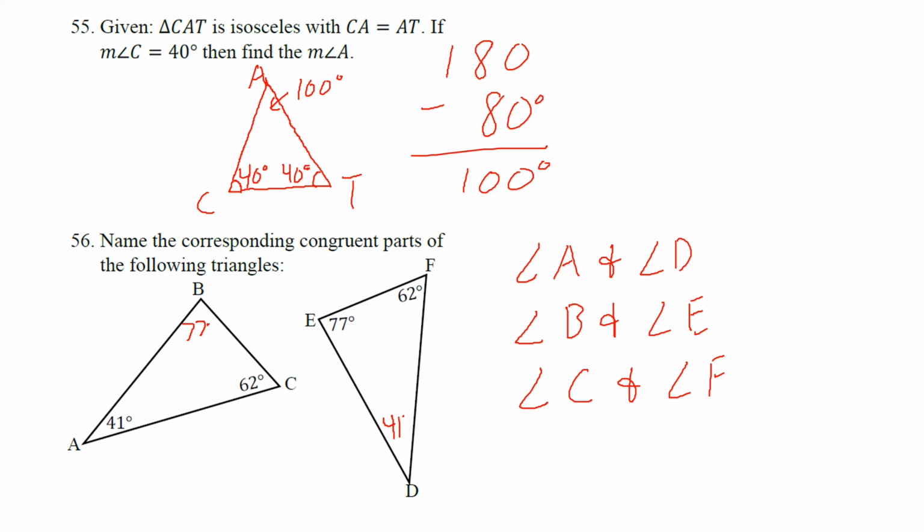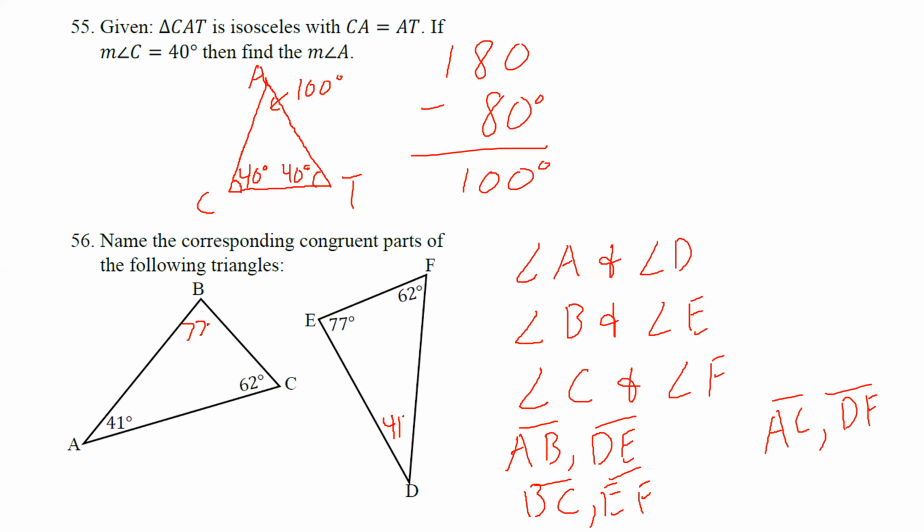The sides you also should match up. So for the sides, I'll just write out with commas this time. Side AB would match up with side DE. Side BC would match up with side EF. And the last one, side AC and side DF. So that's how they would correspond.